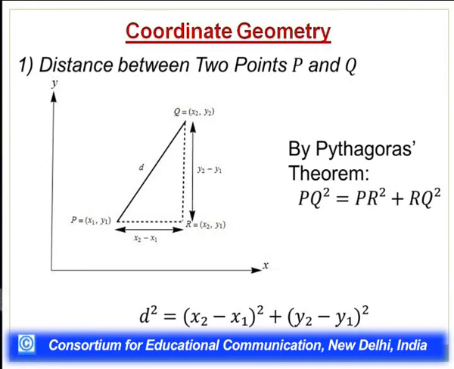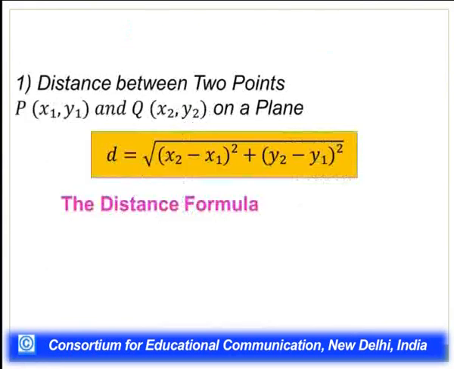So this gives us an expression for the distance between 2 points P and Q, x1 comma y1 and x2 comma y2 on a plane, which is that D is equal to the square root of x2 minus x1 the whole square plus y2 minus y1 the whole square, and this is called the distance formula.